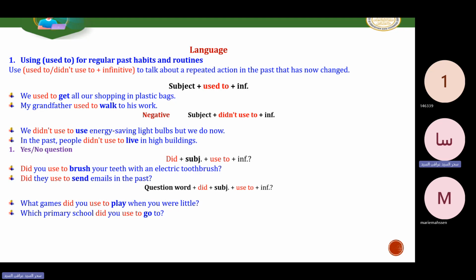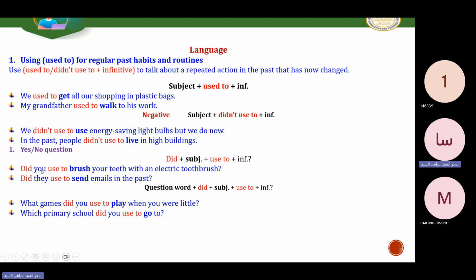This means that people didn't used to live in high buildings, but now they do. So we use "used to" to talk about something that was in the past and doesn't happen now, or stopped now. And the contrary, something that wasn't happening in the past and it happens now. Okay, what about the questions?